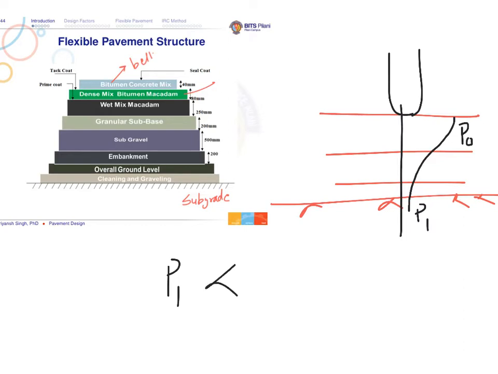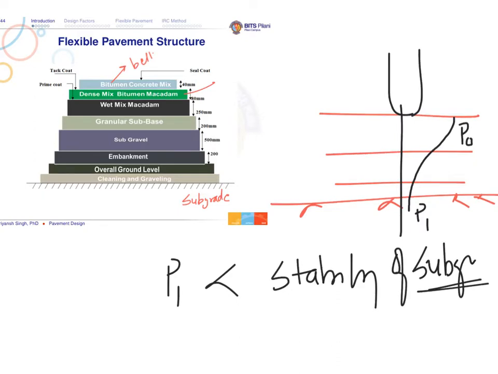should be less than the stability of subgrade. In other terms, what I want is that the intensity of the load should be less than the load taking capacity of the soil. This is the basic principle behind the pavement design or flexible pavement design.